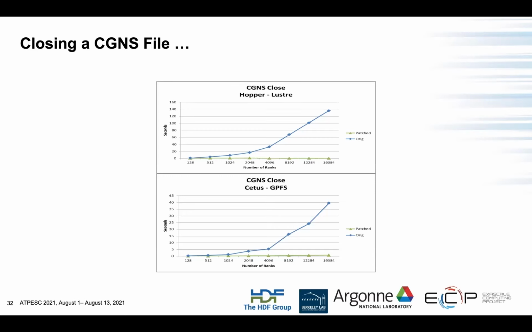And here is an example of using the H5P set routines to make it go faster. This is for the CGNS library that's built on HDF5. You can see that this was on an older system, for Lustre and GPFS, and the original, as it scaled to the number of ranks, was pretty bad. But if you turn on collective metadata writes, it went basically to 0 seconds for both GPFS and Lustre. That just gives you an example of how you can use the H5P APIs to help tune the performance of your application.